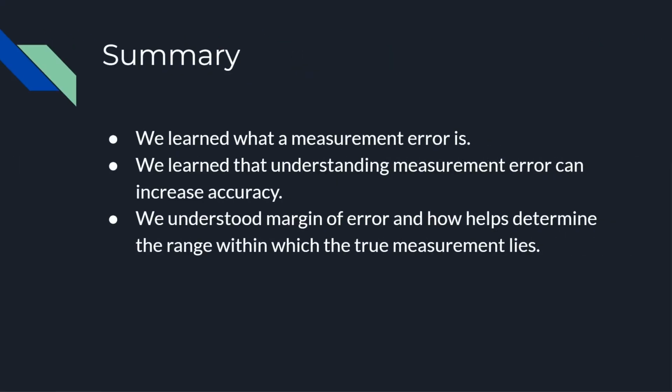In this lesson, we covered some concepts about measurement accuracy. We started by defining what measurement error is and why this error is unavoidable. Then we looked at how to determine the margin of error for an instrument, and we used that margin of error to determine the range within which the true measurement lies.